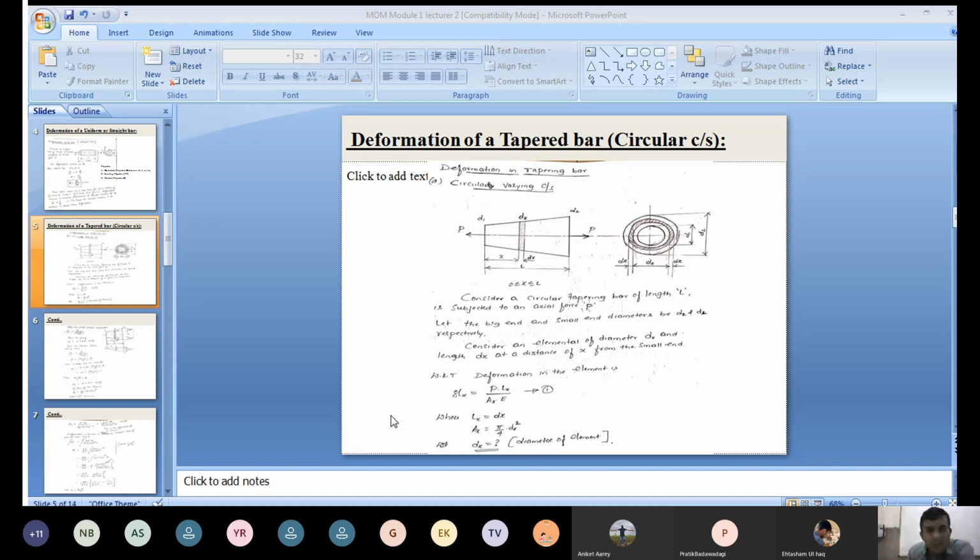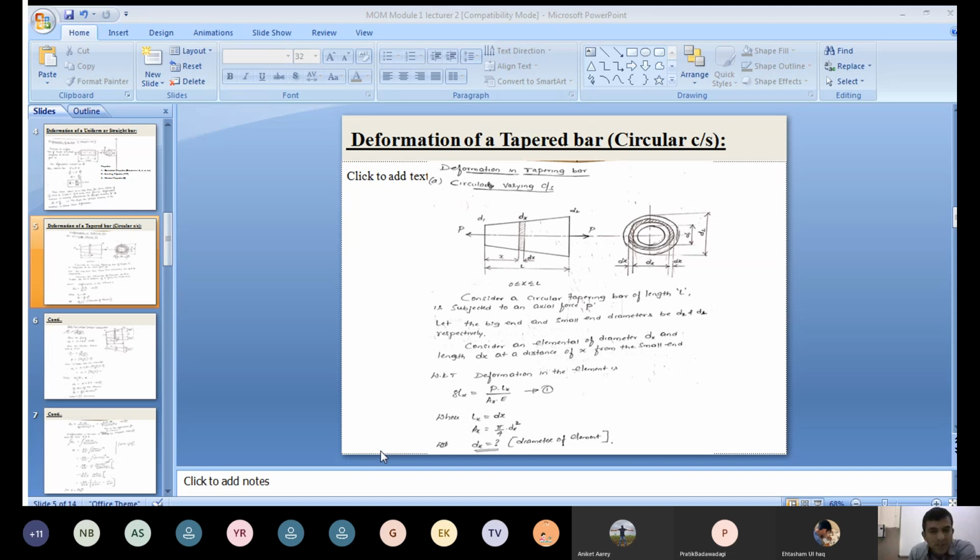In general, the deformation in the bar is delta L equal to PL by AE. But here we consider a small element. The deformation in the element is delta L suffix x equal to P into the length of the element L suffix x, divided by the area of the element A suffix x and E. Now these are the two variables. The geometrical property is varying here. The loading is constant, the metal property is constant.